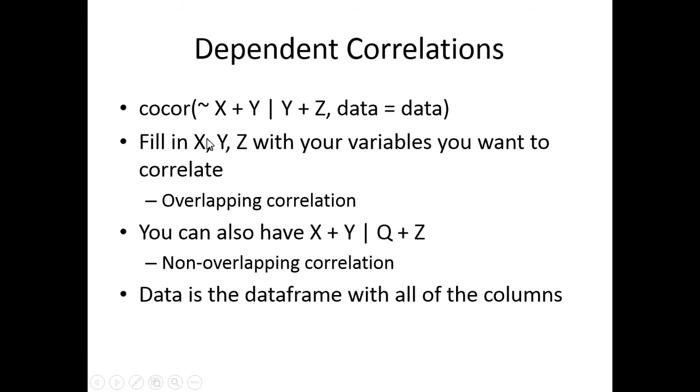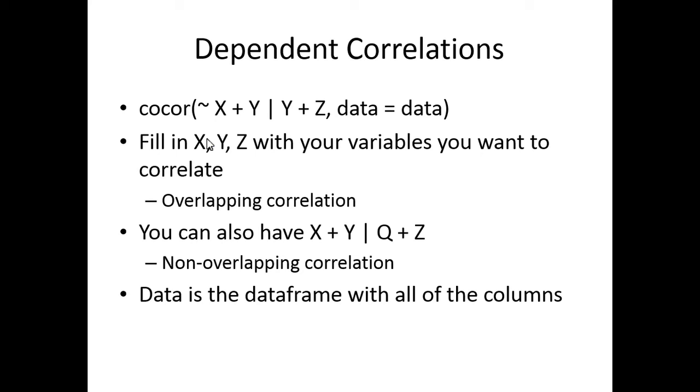Now, dependent correlations are easier to run, but oh my god, there's so much output. It's the same format. You do not have to split the data, leave the data all as one thing. Splitting the data is for independent. If I have different groups, I have to split it up. You would fill in X, Y, and Z.